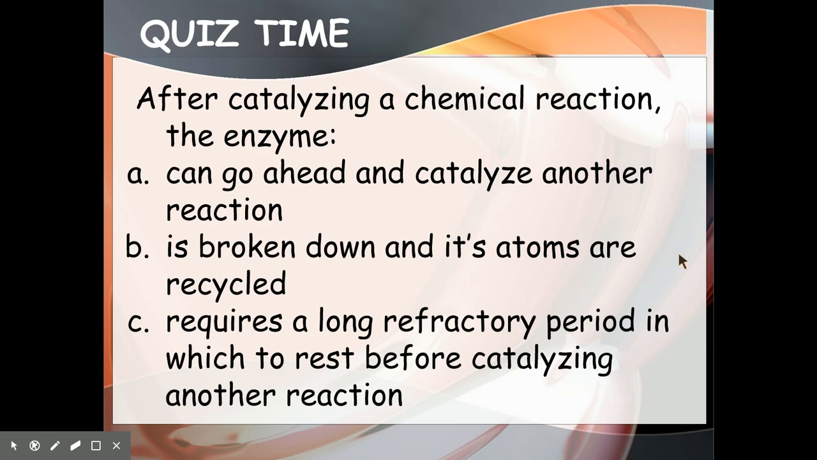After catalyzing a chemical reaction, the enzyme: A, can go ahead and catalyze another reaction; B, is broken down, its atoms are recycled; or C, requires a long refractory or resting period in which to rest before catalyzing another reaction? Good. It can go right ahead and catalyze another reaction. There's no breaks for enzymes. You don't need that many of them because they're going to be able to do a reaction, do another reaction, do another reaction. They're not changed or destroyed.